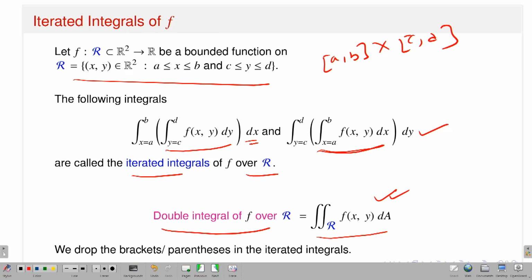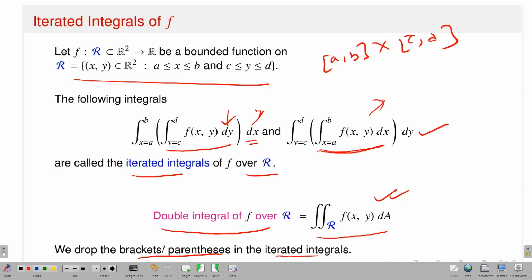Now I have written, we drop the brackets or parentheses for the iterated integrals because it is quite clear. Whenever you look at this with respect to what dy or dx is there, you can easily guess that if it is dy, I am keeping x fixed and performing the integral over the y variable, which gives a function of x, and then I perform the integral with respect to x, and similarly here.